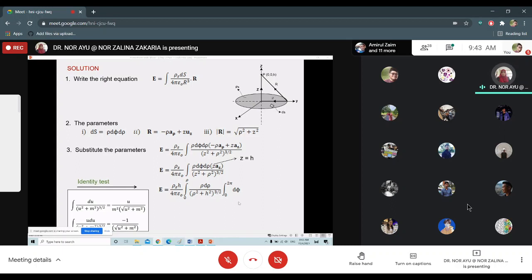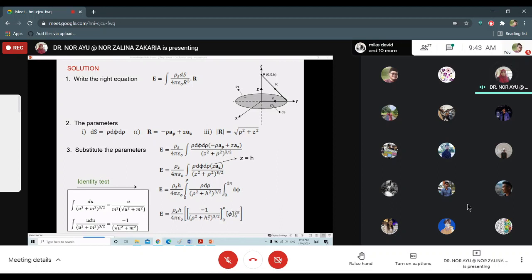Okay. And then we have this second integrations. We have d phi. This d phi over here. Okay. So we have d phi. So the limit for d phi is fixed. You know that it starts from 0 until 2 pi. Okay, so from here we can say that this part we need to use the identity test. Okay, so this one. Alright, sama kan? This rho d rho divided by, okay, here. Rho d rho divided by all these things. Okay, and kamu akan dapat dalam bentuk this.